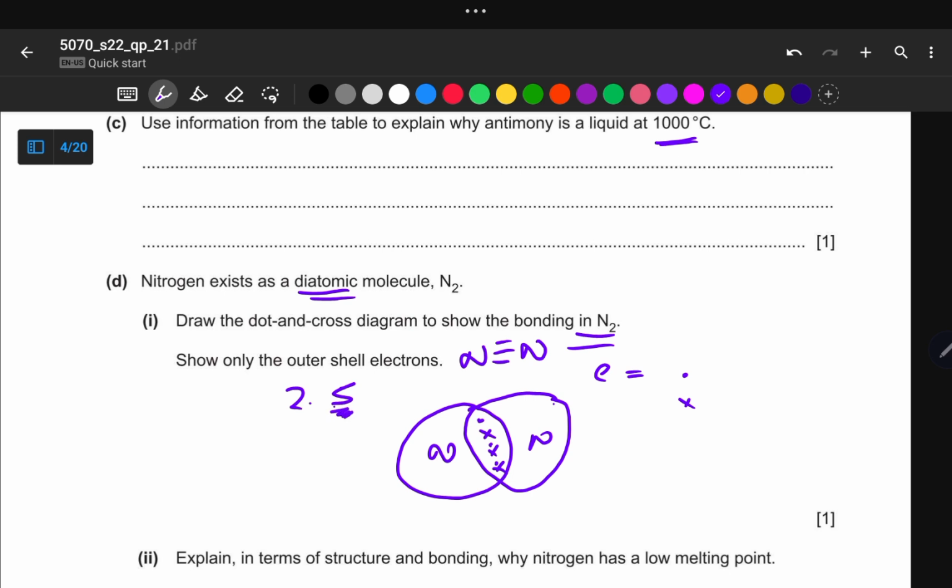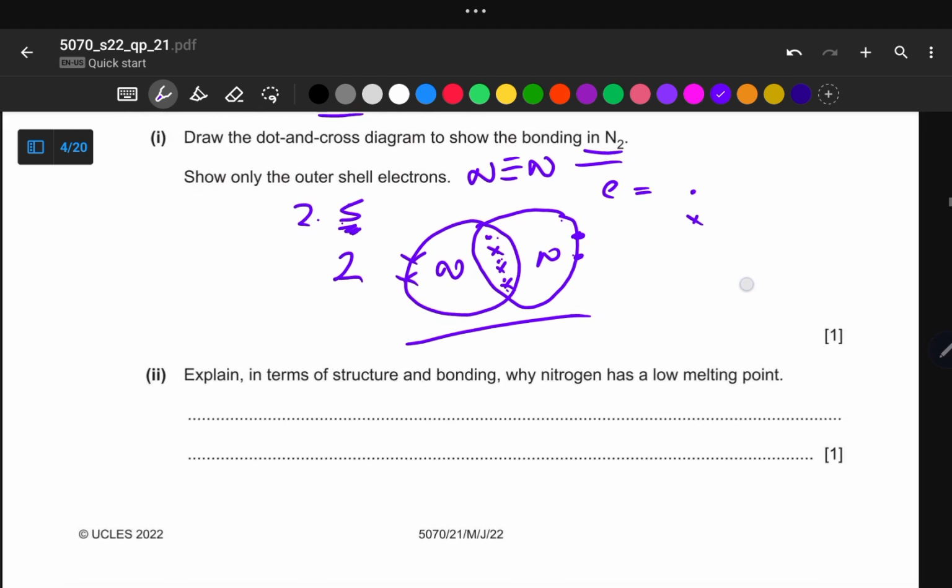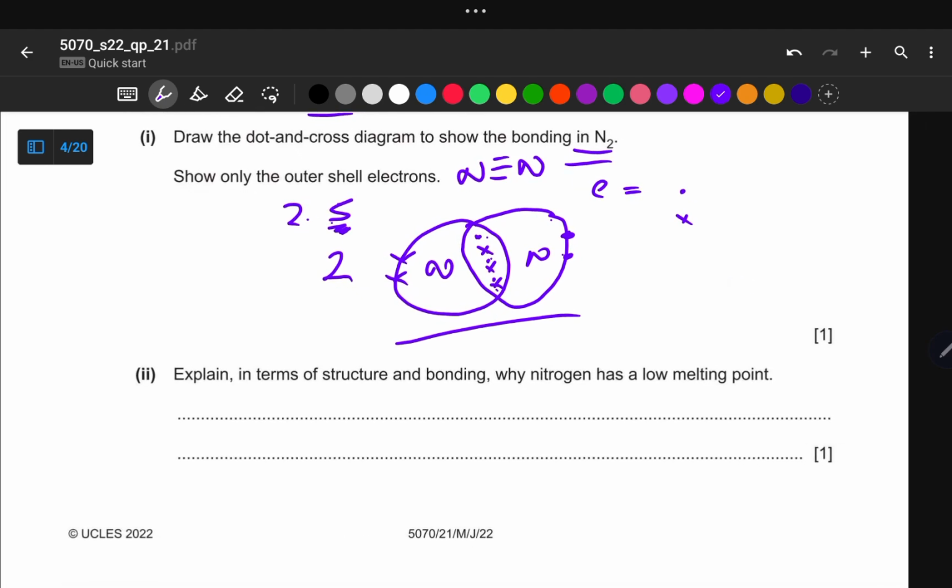So this simply means we are left with 2, right? So we are going to have 2 here, and then 2 there. So the total electrons, we're going to have 1, 2, 3, 4, 5, 6, 7, 8. So all the nitrogen atoms have attained the stable noble gas electronic configuration, right? They have attained stability.